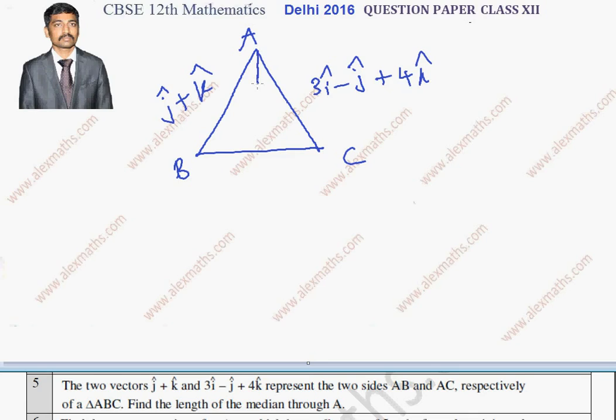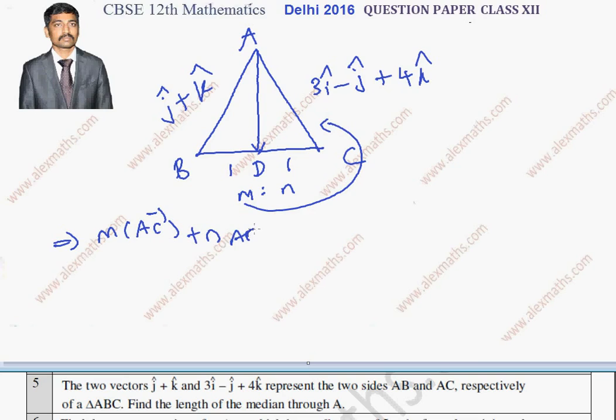So the median will connect to the midpoint of the opposite side. I will take this as D. It is in the ratio 1 is to 1. It is similar to the previous problem. Just use the section formula. Take this as ratio m is to n. So in this diagram, it is supposed to be m AC vector plus n AB vector whole divided by m plus n.